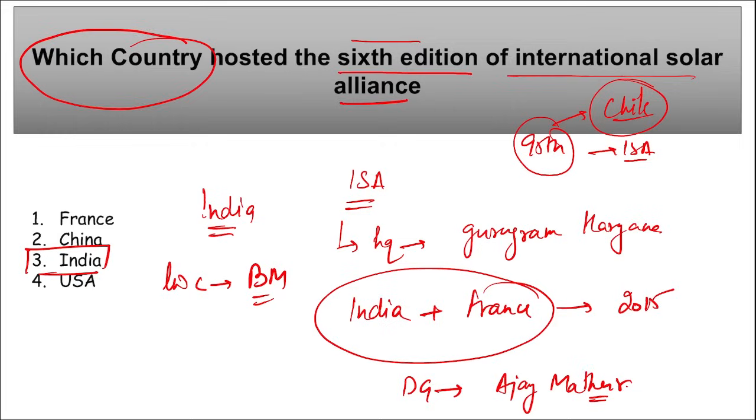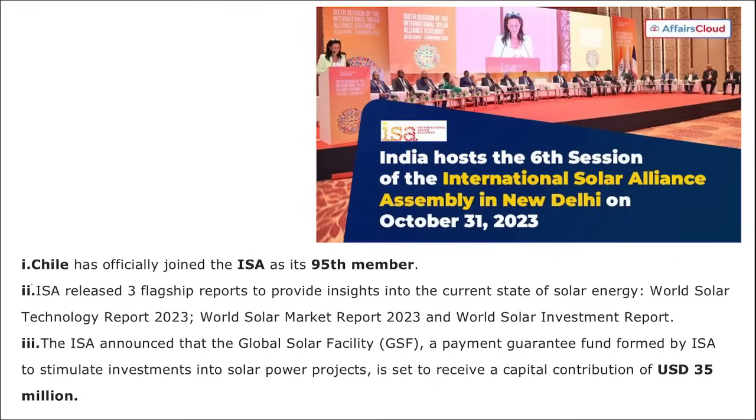Apart from this, remember, in International Solar Alliance we will be seeing an investment of almost $35 million for renewable energy projects. Correct. And if we talk about how many members there are in International Solar Alliance, we just saw there were 95 members total now, and which is the 95th member, Chile. Who hosted this International Solar Alliance? Hosted by our India. Correct. So here you can see Chile has officially joined International Solar Alliance as their 95th member.